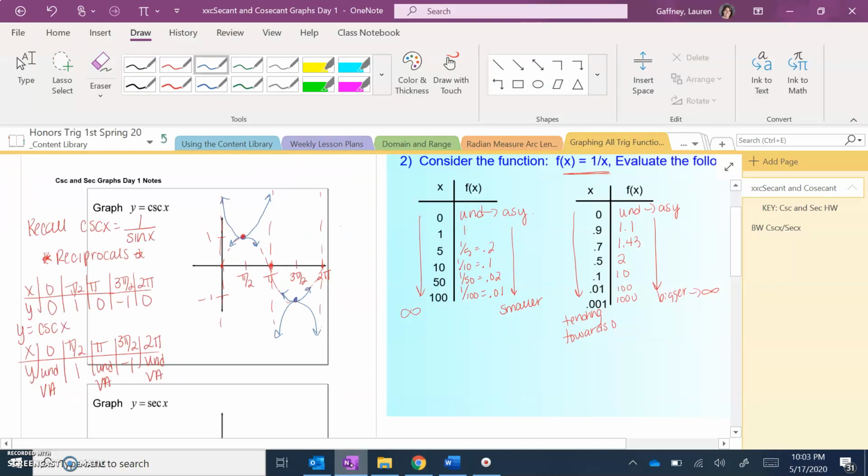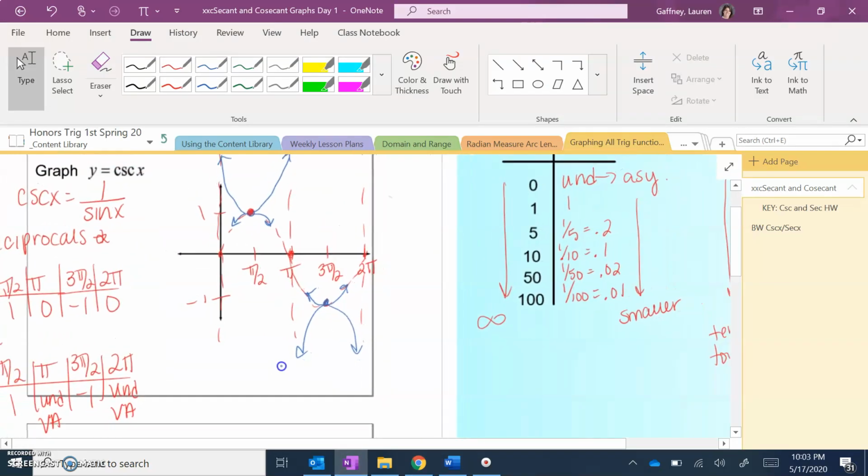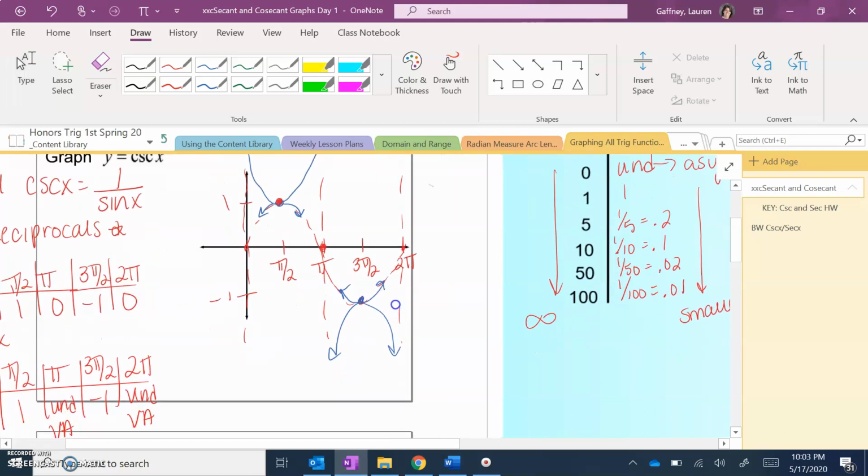Now let's talk about what's happening here in terms of our domain and range.